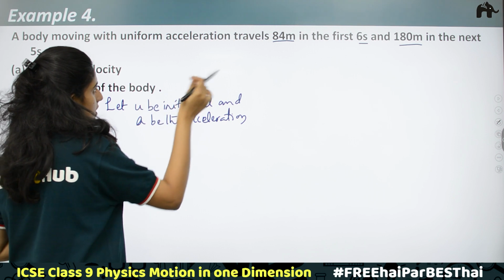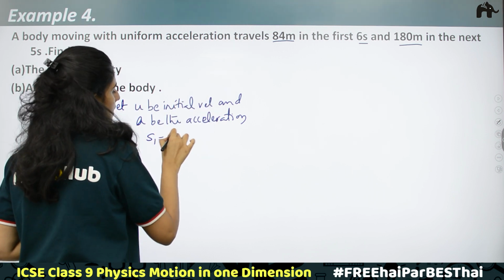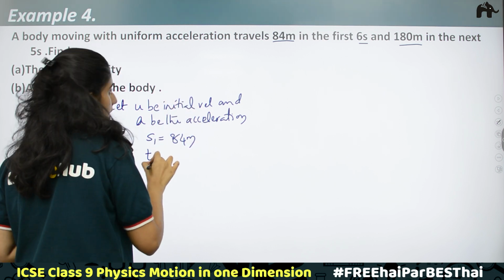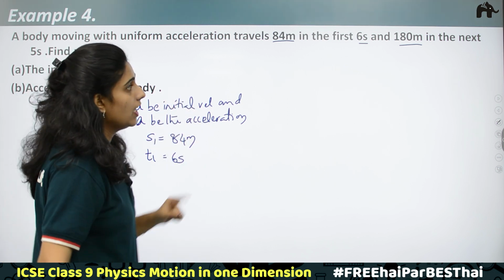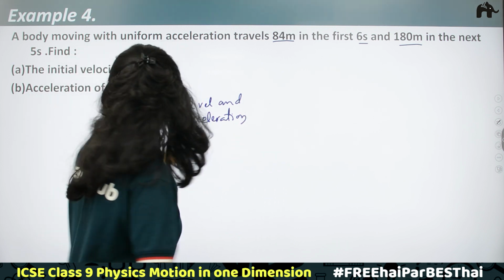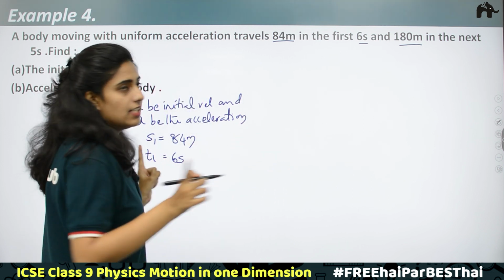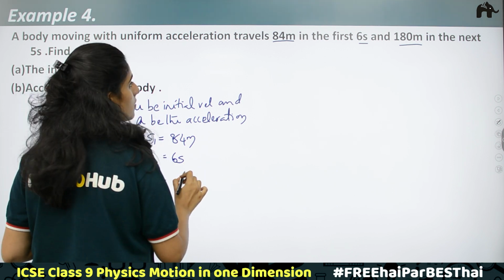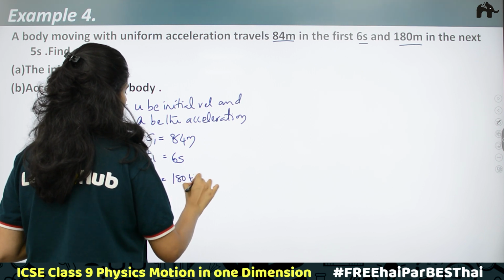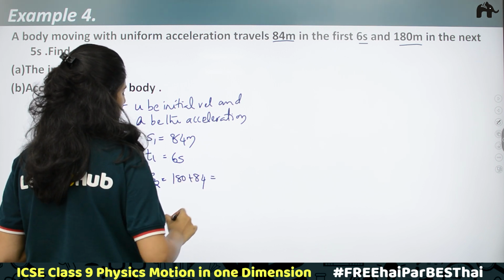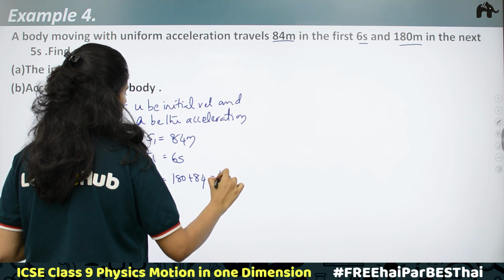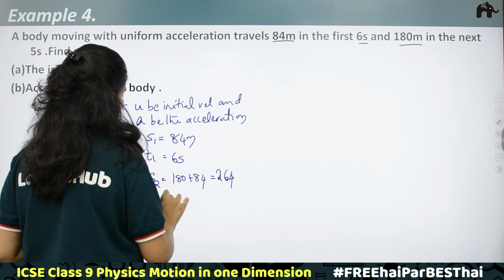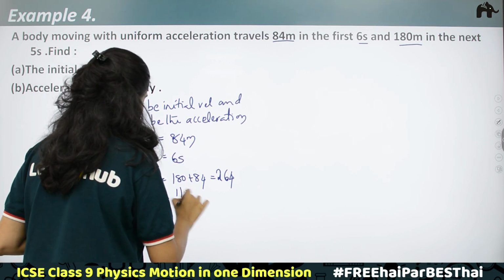Okay. So a body moving with uniform acceleration travels 84 meter in the first 6 seconds. So we'll take the first distance as S1. S1 is equal to 84 meter and the first time is T1, which is 6 seconds. Okay, and 180 meter in the next 5 seconds. So what is the total distance that we'll take as S2? S2 will be equal to 180 plus 84, which is equal to 264. Okay, and T2 is equal to 6 seconds plus 5 seconds, which is 11 seconds.